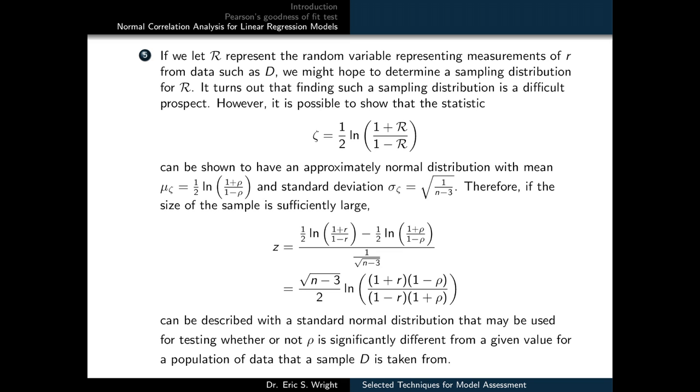Therefore, if the size of the sample is sufficiently large, z equals 1/2 log of 1 plus r over 1 minus r minus 1/2 log of 1 plus rho over 1 minus rho, divided by 1 over the root of n minus 3, which can be simplified to say the root of n minus 3 over 2 times the log of 1 plus r times 1 minus rho divided by 1 minus r times 1 plus rho, can be described with a standard normal distribution that may be used for testing whether or not rho is significantly different from a given value for a population of data that a sample D is taken from.